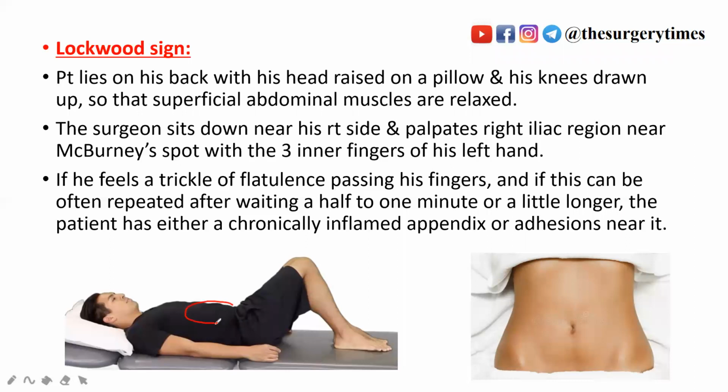Whenever we are going to examine the abdomen, first keep a pillow below the head and ask the patient to semi-flex the leg so that the abdominal muscle will be relaxed and the abdominal examination can be done easily. By this, the surgeon sits on the right side and palpates with 3 fingers over the right lower quadrant or right iliac fossa. By keeping or pressing with 3 fingers over the right iliac fossa and waiting for 1 to 2 minutes, if he feels a trickle of flatulence passing his fingers, it indicates chronic appendicitis.